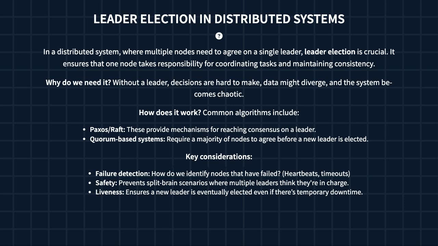Algorithms like Paxos and Raft are commonly used to help computers reach this agreement safely. It's all about detecting failures, knowing when a computer isn't responding, and then electing a new leader if needed, while always making sure that only one computer is truly in charge at any given time. It's a vital part of keeping your distributed system running smoothly.